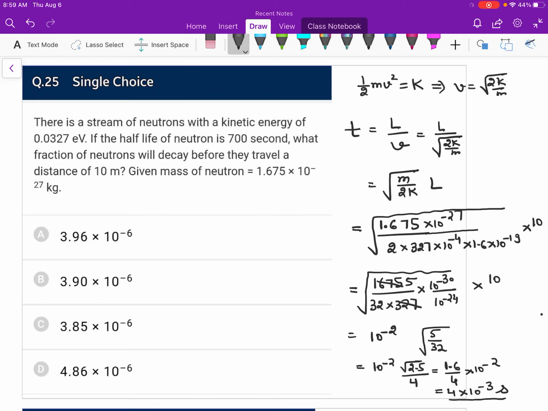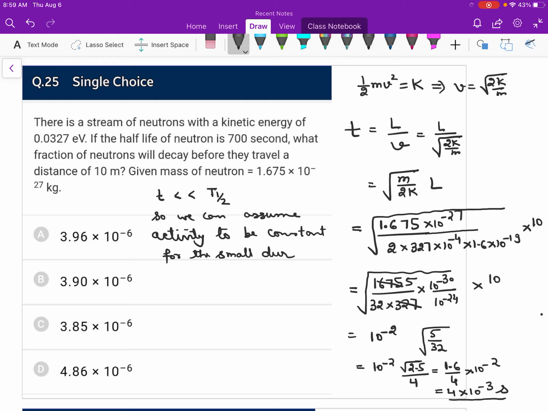Now 4 into 10 to power minus 3, this t is very very less as compared to t half, so we can assume activity to be constant for the small duration t. This is a very important concept, small duration t, because t is very small as compared to t half, so for the duration small t we can assume activity to be constant.